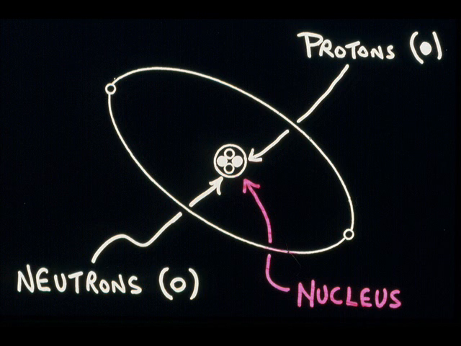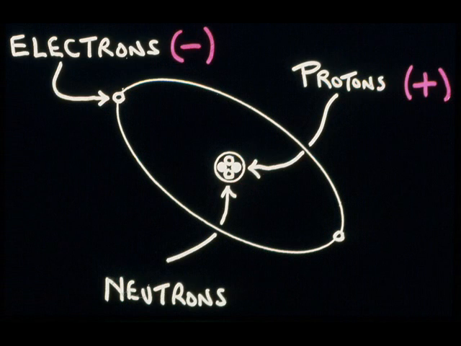The atom is electrically neutral, since the positive protons and the negative electrons are equal in number. Each element has a different number of protons and electrons. This distinguishes it from all other elements. This helium atom consists of 2 electrons, 2 neutrons, and 2 protons.